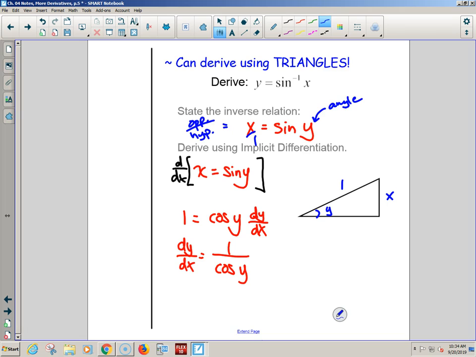Wait, why does it even matter? Well, who do I want again? Cosine of y. Doesn't cosine need adjacent over hypotenuse? Oh, I need adjacent. Well, how do I solve any right triangle? C squared minus b squared is a squared, right? So couldn't I make this the square root of 1 minus x squared?